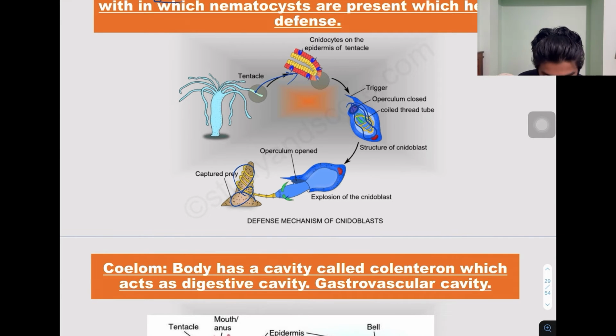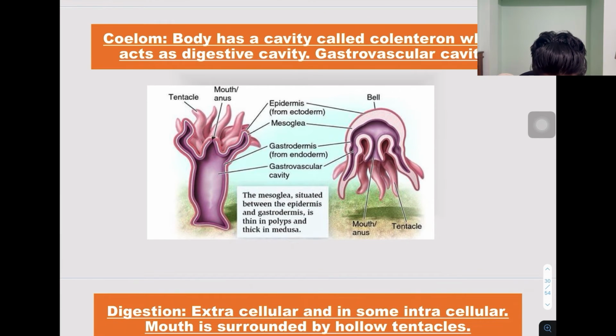Next, body cavity. Within the body there is a digestive cavity, also called a gastrovascular cavity. Due to the presence of the intestinal cavity, they are called coelenterates. The body cavity is present in the region of the digestive system, where digestion takes place. Hence they are called coelenterates. This is also one of the reasons why they are called coelenterates, due to the presence of the gastrovascular cavity or intestinal cavity.